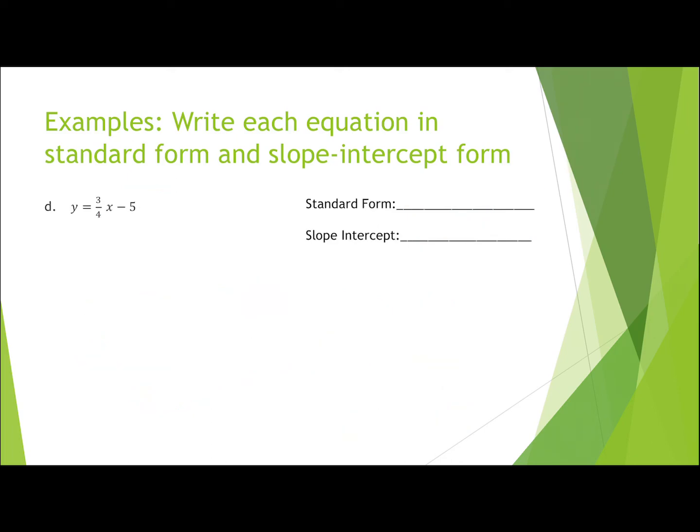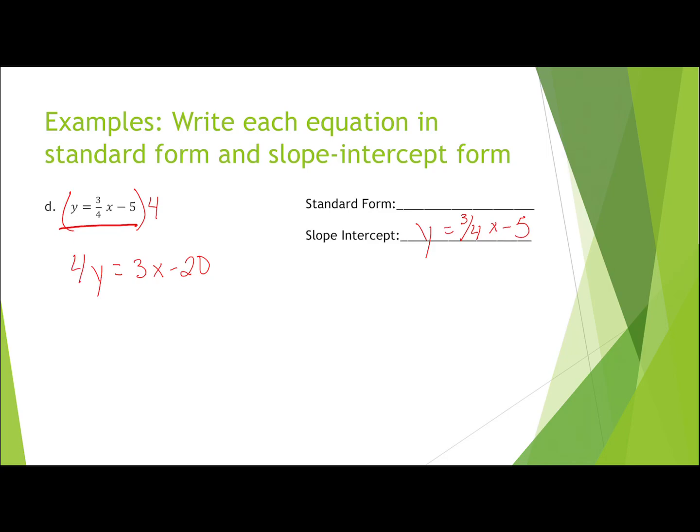One more we're going to do. This one is y equals 3/4 x minus 5. Well, it's already in slope-intercept form. We don't even have to do anything. Y equals 3/4 x minus 5. And then for standard form, again, we have a fraction. I need to get rid of it. We only have one fraction, so multiply everything by 4. So it gives me 4y equals 3x minus 20.